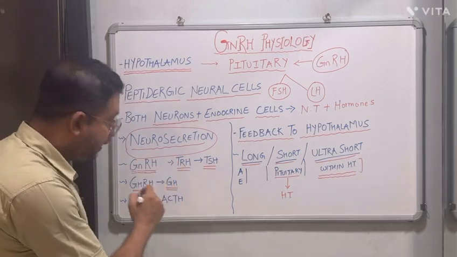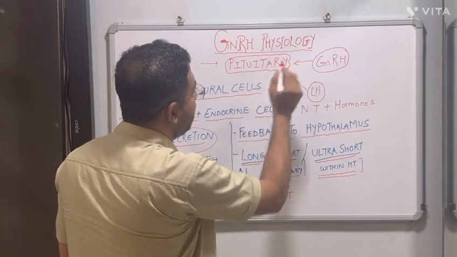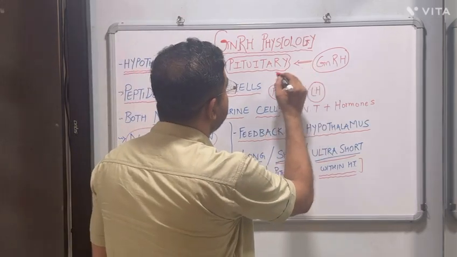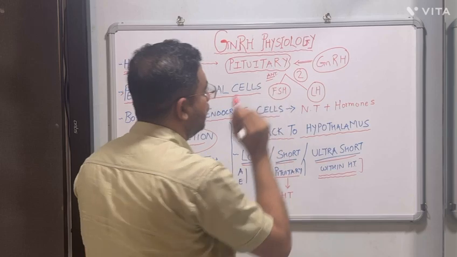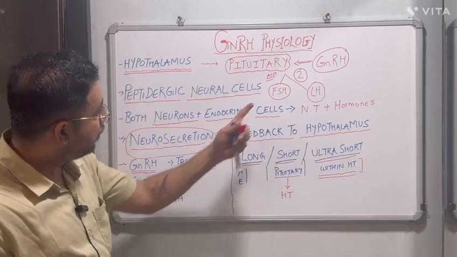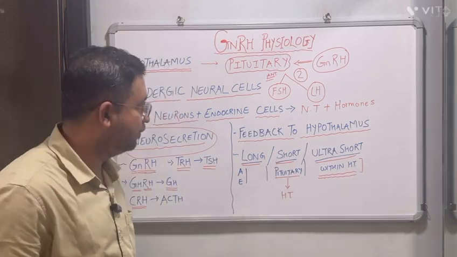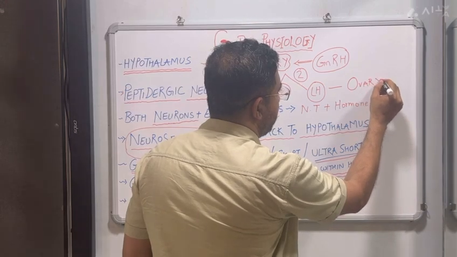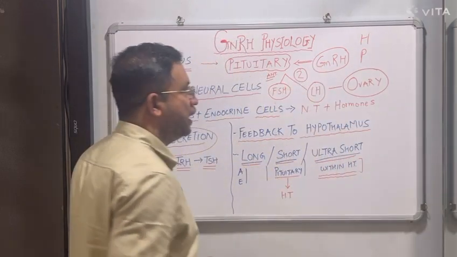Now, these releasing hormones travel to the anterior pituitary via the hypophyseal portal circulation, and GnRH acts on the anterior pituitary, and the anterior pituitary secretes two gonadotropins, which are FSH and LH. Now, FSH and LH both will act on the ovary. The last endocrine organ in the HPO axis is the ovary. So this is the hypothalamus, this is the pituitary, and the ovary.